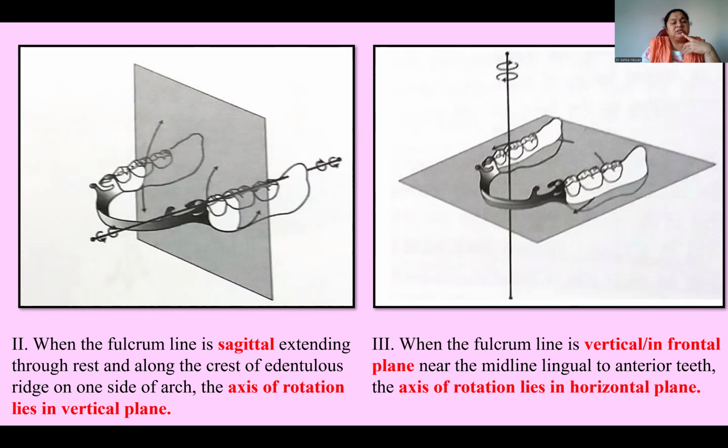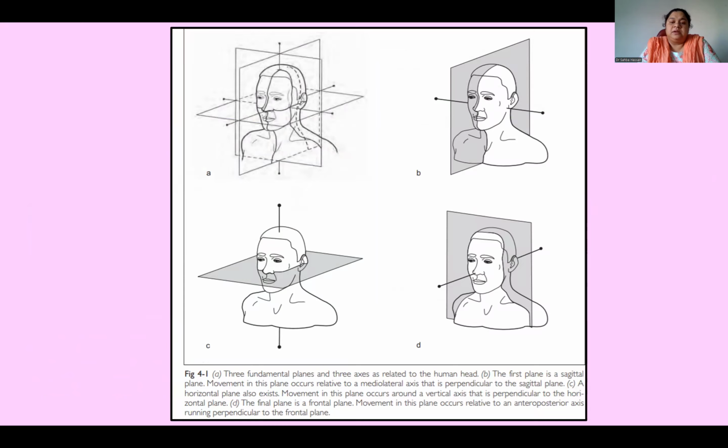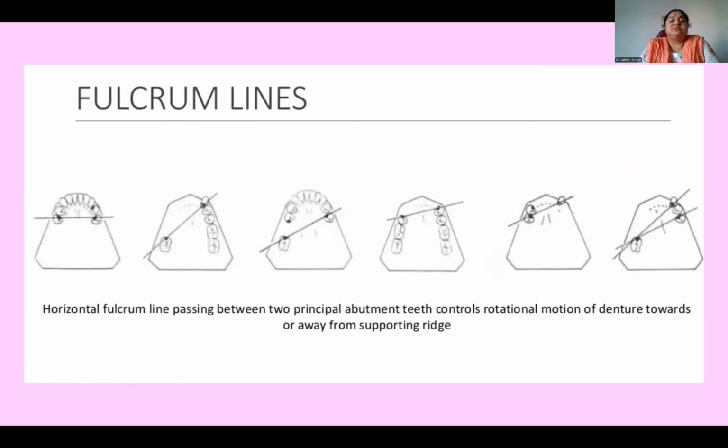Okay, when the fulcrum line is sagittal, extending to rest and along the crest of the edentulous ridge on one side, the axis of rotation is in the vertical plane. And when it is near the midline, it is in the horizontal plane. But this, you understand this.